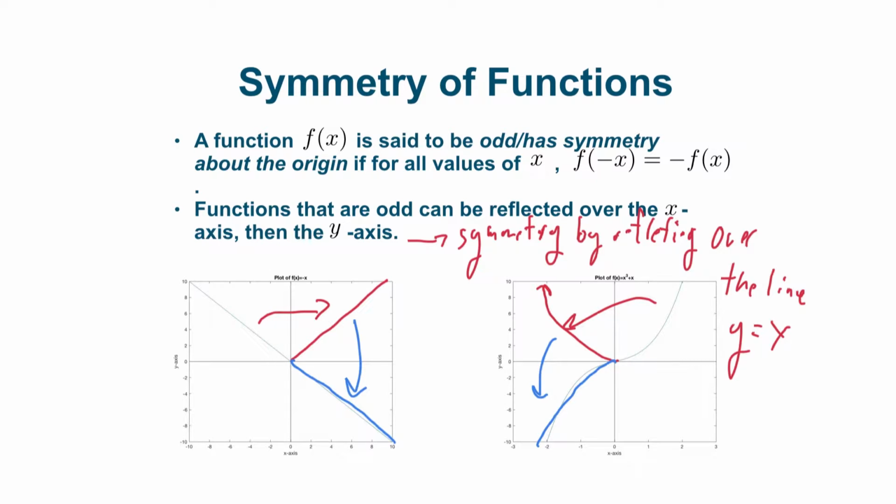For odd symmetry, I have that f of minus x equals negative f of x. And this accounts for the fact that I do a double reflection. First over the x-axis, that refers to the minus sign on the outside, and then over the y-axis, which refers to the minus sign on the inside.